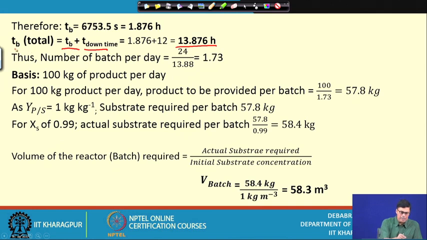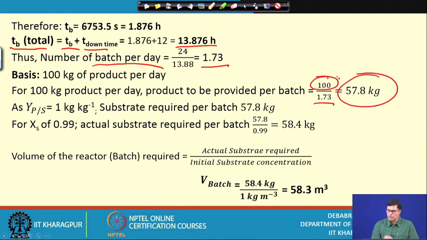So the total time required in the batch process is coming about 13.876 hours. The number of batches per day is about 1.773. Am I right? Now, how much product we shall have to produce? 100 kg. So if you divide by 1.73, how much product do you have to produce per batch? 57.8 kg of product per batch.